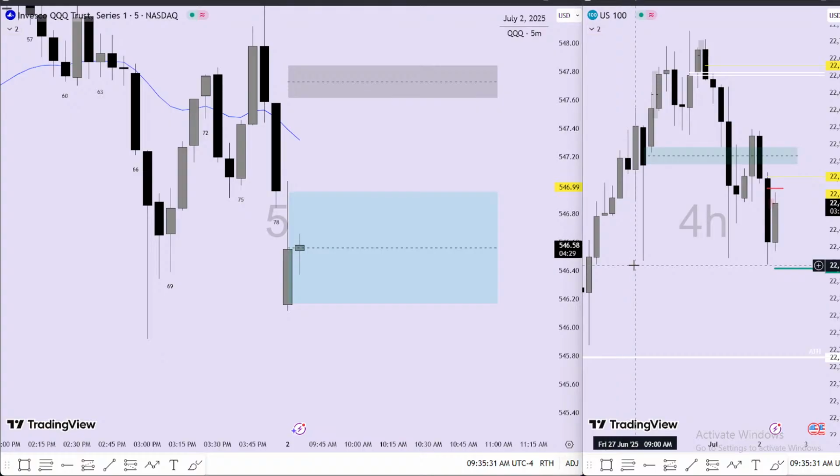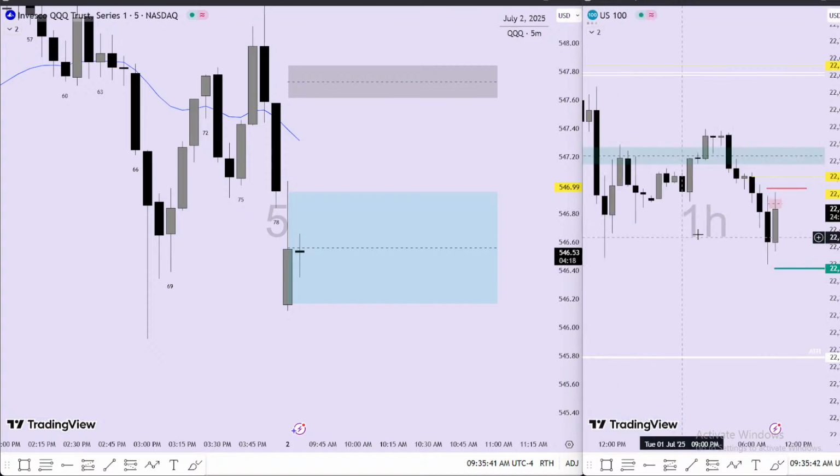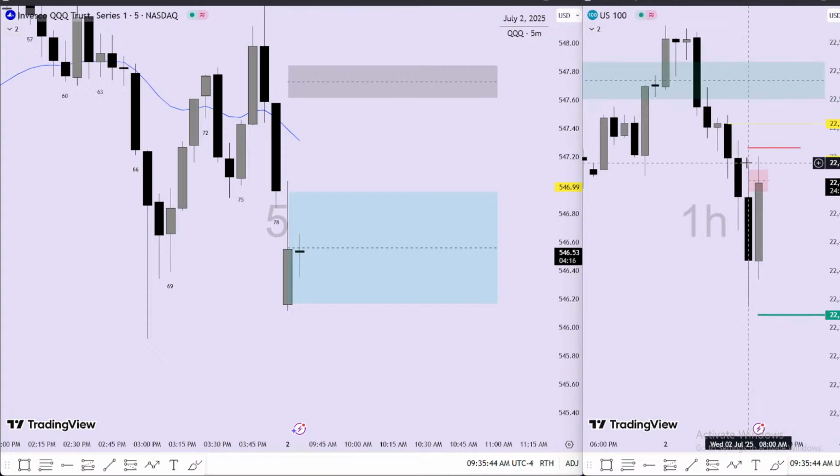This low is perfectly equal, so that's gonna get tagged again, most likely. The first 5 minutes is closed on the hourly time frame. We took out the high of the previous hour. We still have a gap here. That's also a gap.